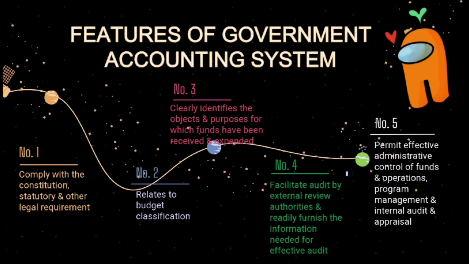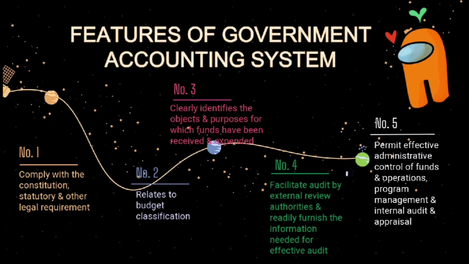Number 3, clearly identifies the objects and purposes for which funds have been received and expended. For example, tax revenue will be recorded under Object Code 60000 for the purpose of all tax revenue collected from personal tax and corporate tax. Salary and wages will be recorded under Object Code 11000 for the purpose to record the basic salary before tax and deduction of public service officers.